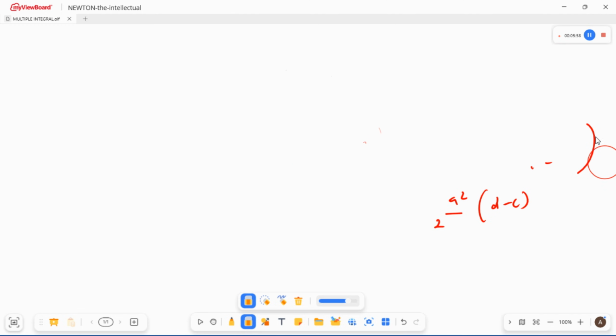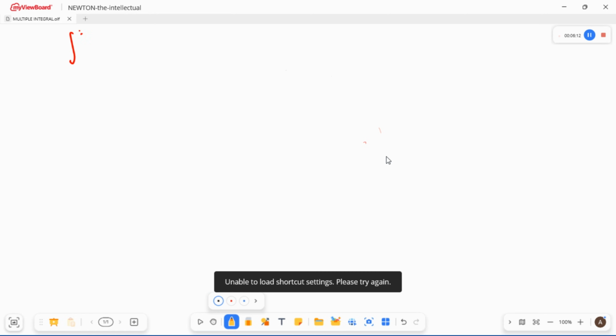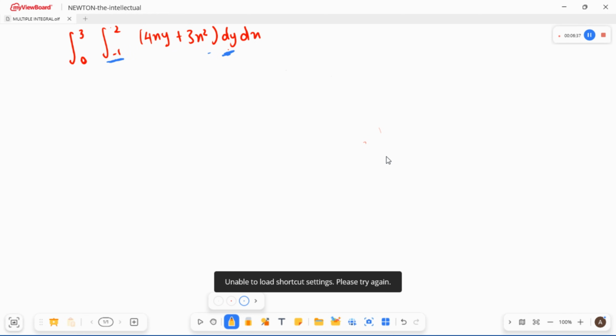So now we're going to solve practical examples on multiple integrals. We'll start with double integrals and then we'll solve on triple integrals. So the first question I have here is the integral from 0 to 3, then from -1 to 2, of 4xy plus 3x squared, dy dx. So now you can see that we have dy first, right?